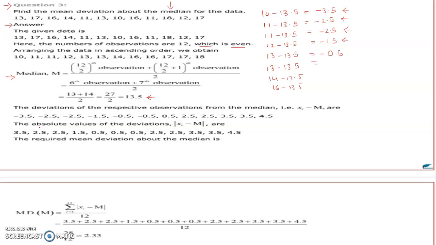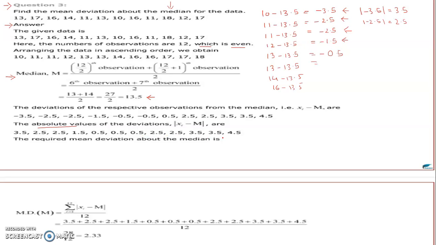Then absolute values. What do you mean by absolute values? If I take minus 3.5 within these bars, the absolute value will be positive 3.5. If I take the absolute value of minus 2.5, it will be 2.5. That is what it is here. The negative sign is removed when you take it within these bars. You studied this in integers in 7th and 8th class, and it is the same: negative becomes positive. So negative 1.5 becomes 1.5, negative 0.5 becomes 0.5, and positive remains positive only.